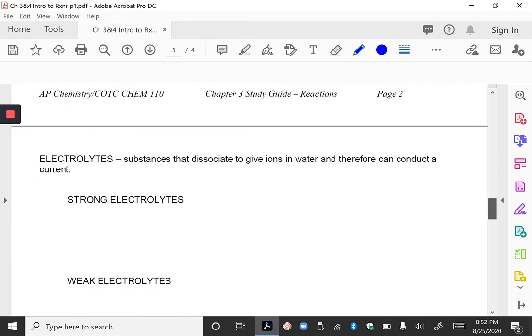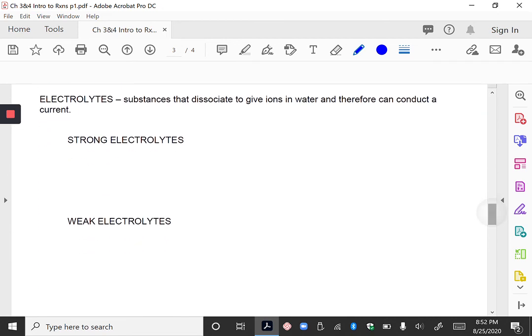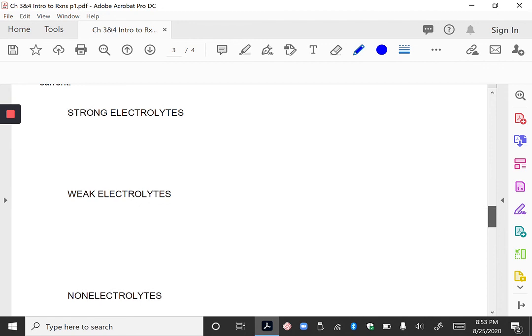All right. Next thing we want to talk about with reactions is that there are some substances that are considered electrolytes. Electrolytes mean that they basically have ions. They give ions when they're put in water, and because there are ions, that means positive and negative separated, and so you have the ability to conduct electricity. So electrolytes are substances that dissolve to give ions in water, and they conduct electricity. There are strong electrolytes, weak electrolytes, and also non-electrolytes.